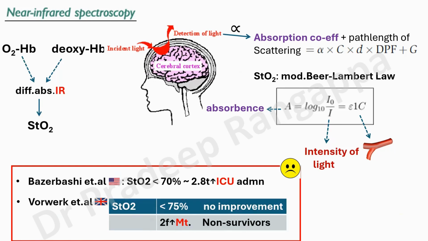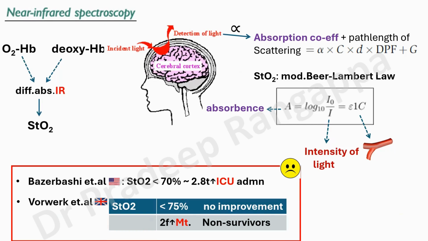If tissue oxygen saturation was less than 75%, there was a twofold increase in mortality. And even after resuscitation, if there was no improvement in the tissue oxygen saturation, it led to non-survivors, where tissue oxygen saturation did not improve with resuscitative measures. So these are some of the tools that we need to understand.